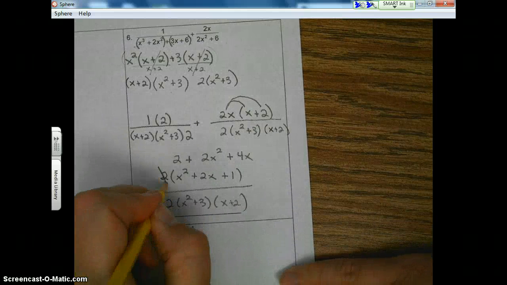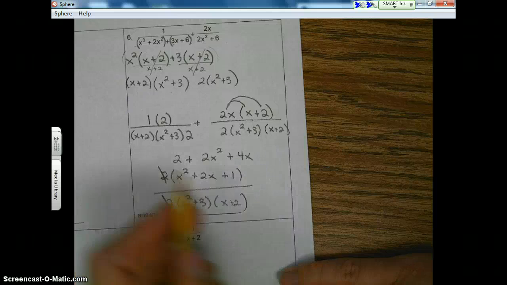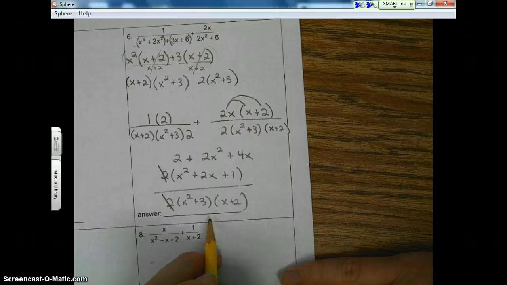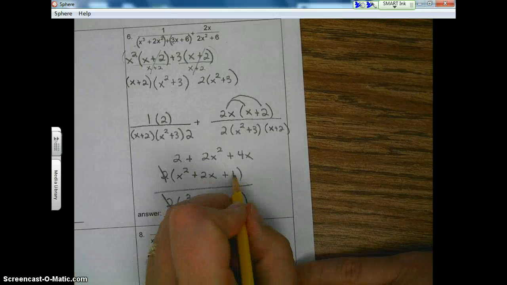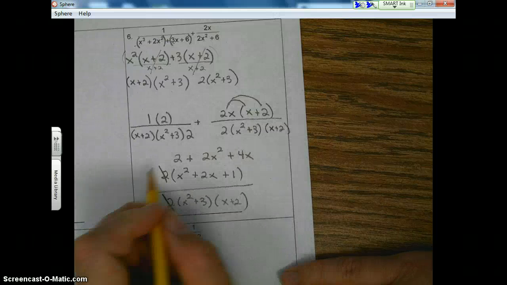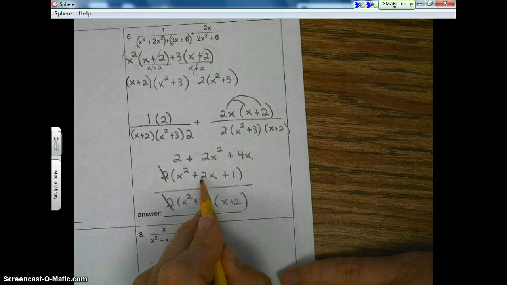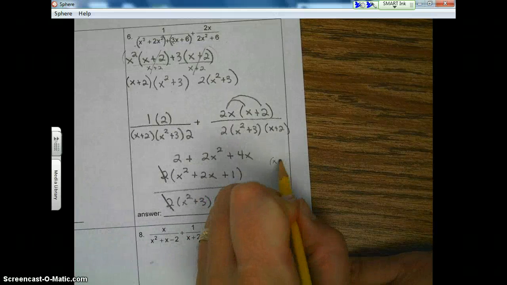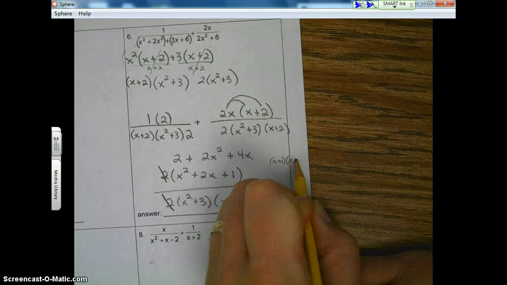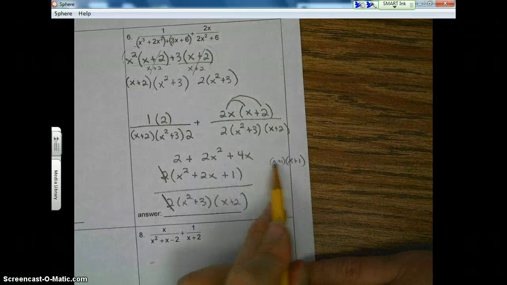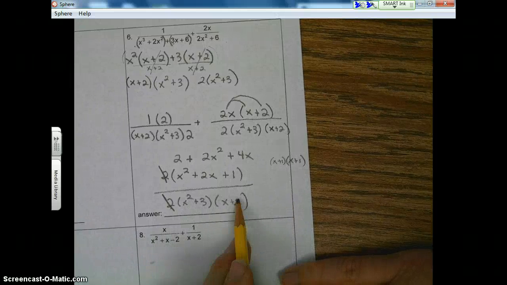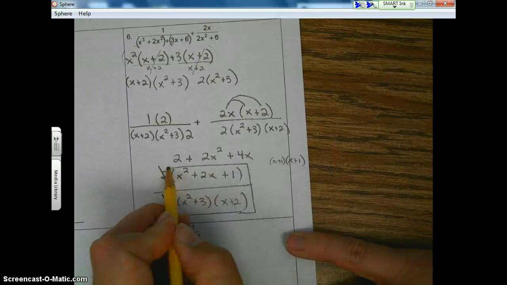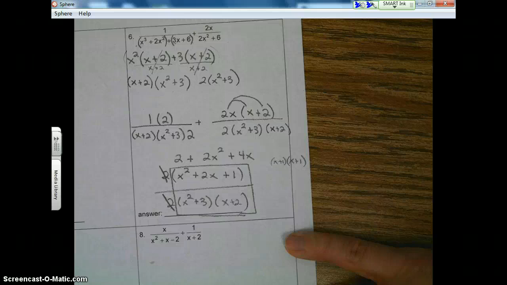Two over 2, that's going to cancel. Now I need to check to see if I can factor this and cancel any factors. This is the last step, simplifying. So I know that 1 times 1 is 1, and 1 plus 1 is 2. So if it's 1 and 1, this is going to factor to x plus 1 and x plus 1. But can those factors cancel these out? No. So this is a good answer right here. Cannot reduce that rational expression.